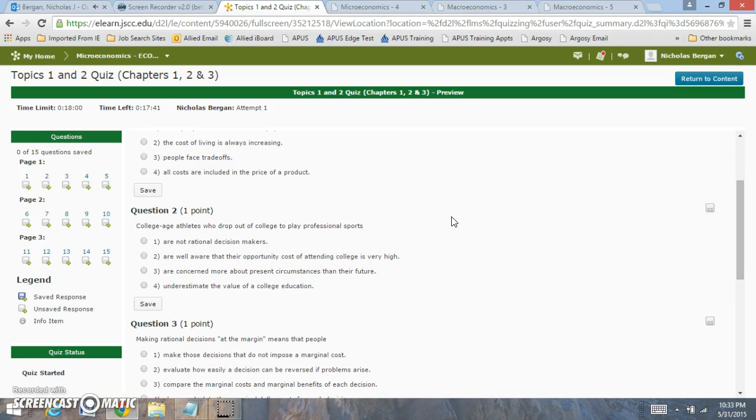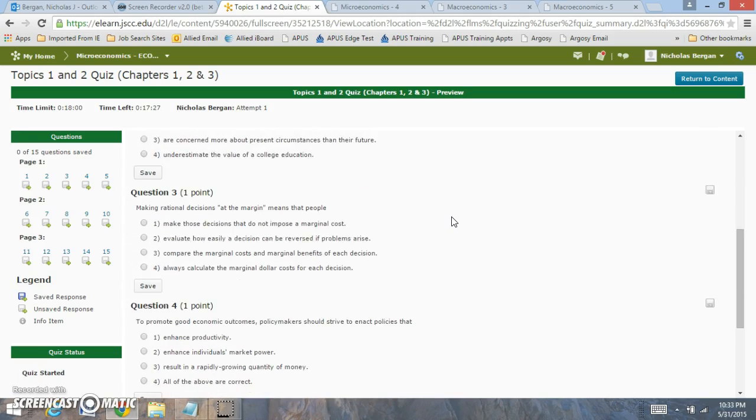Question 2. College athletes who drop out of college to play professional sports, they have to evaluate their opportunity cost. When you look at your opportunity cost, you're looking at your highest alternative. So that's what they should be focused on.